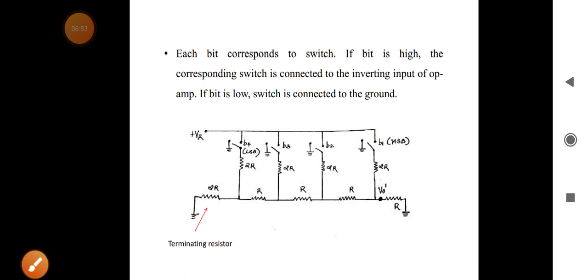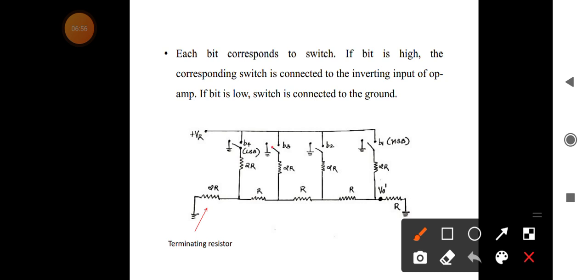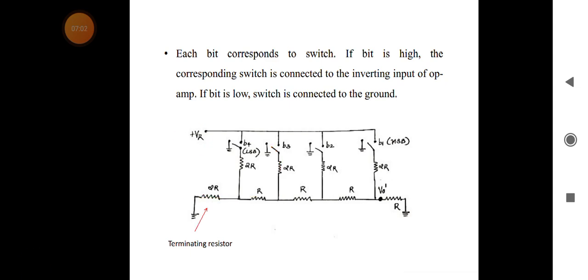If the bit is low, the switch is connected to ground. That is, it is being connected to ground here. If the bit is high, it is being connected to VR. Fine.